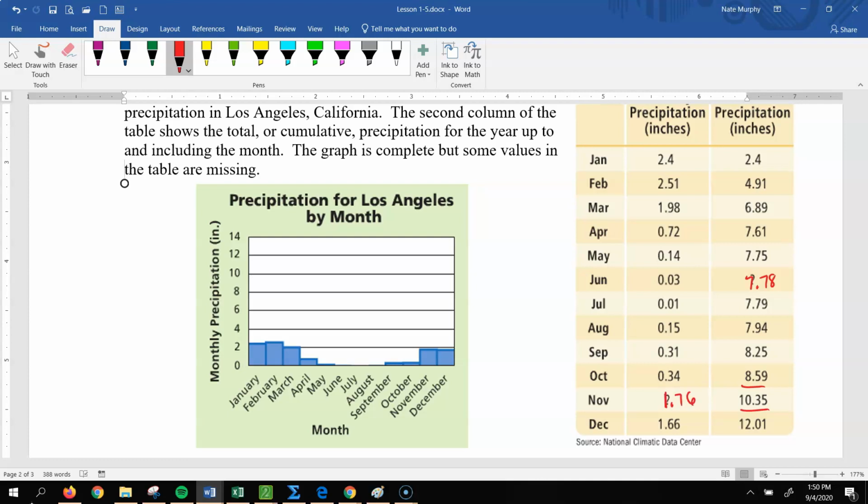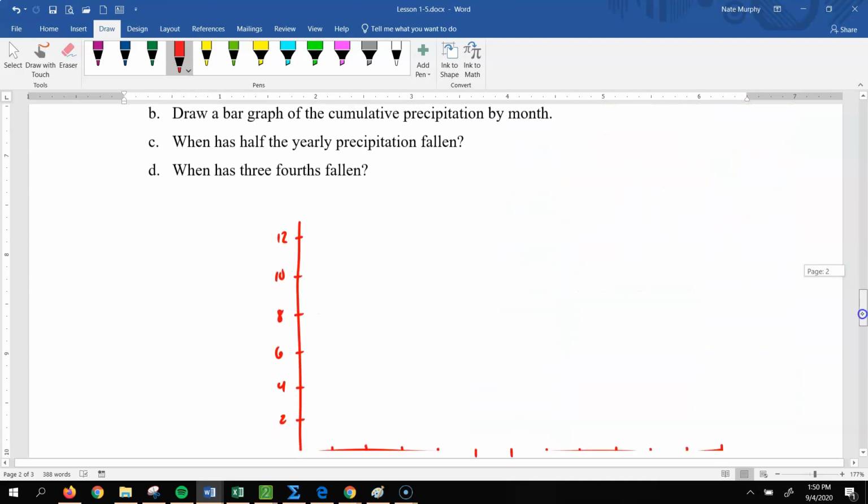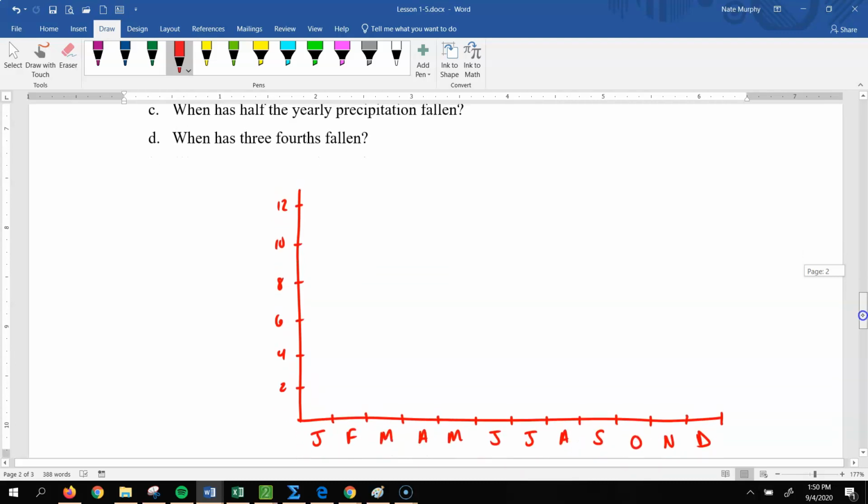So then what we're going to do is create a bar graph for this data, but we've already got a bar graph for the regular precipitation by month, so we want to create a bar graph for the cumulative precipitation. So that's what we're going to be doing here, and then we're going to answer parts C and D for that question. So what I want you to do is copy this information down, so you get your graphs to look very similar to what I have.